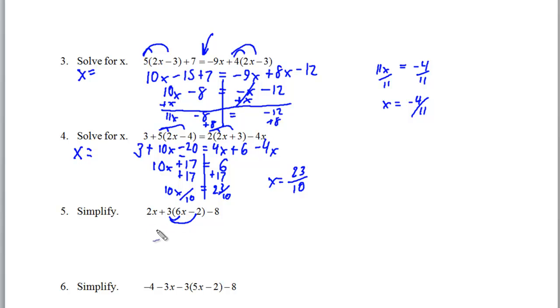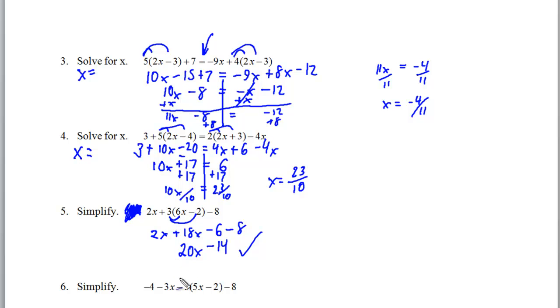So we're going to do some distribution here. So we're going to have 2x plus 18x minus 6 minus 8. 2x and 18x is 20x minus 6 minus 8 minus 14. So our simplified answer is 20x minus 14. And that's as simple as it can go. There's a slope and a y-intercept if you want to think of it that way. If this is a function, y equals. But for the most part, that's a simplified form.